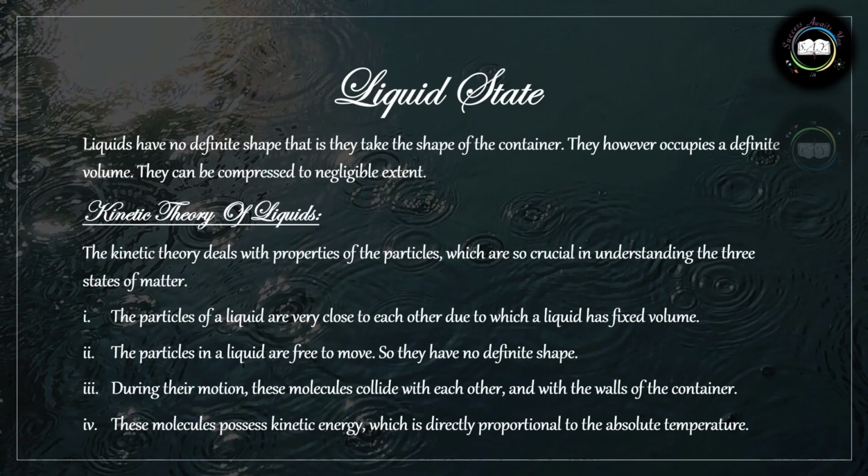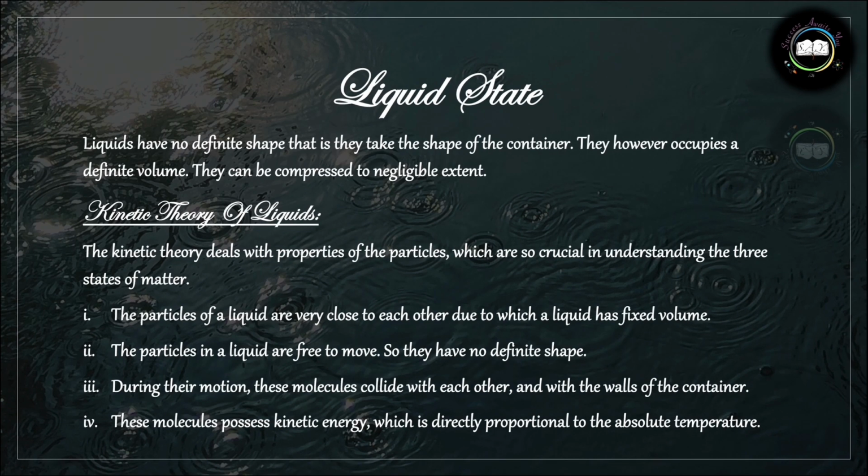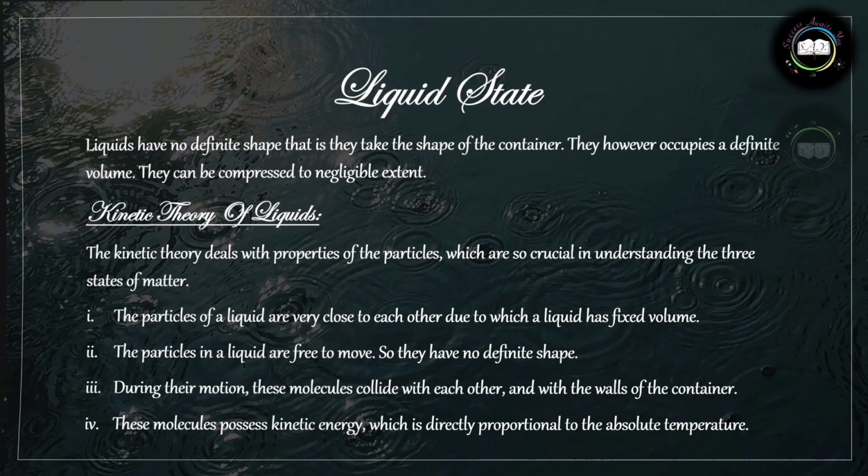Kinetic molecular theory deals with the properties of the particles, which are crucial in understanding the states of matter. From KMT of liquids, we can understand that the particles of a liquid are very close to each other, due to which a liquid has fixed volume. We can also note that the particles in a liquid are free to move, so they have definite shape.